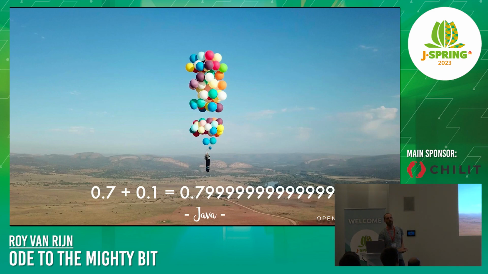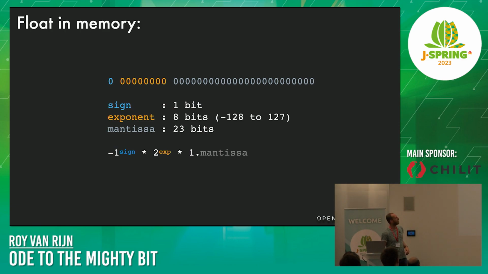Famous example, floating points. So now we've seen normal integers and how they work, but why does this happen, Java? Why is it not just 0.8? It would be so much easier if it was, but it's not. This is a float in Java, and it's actually made out of 3 parts. There's still the sign bit, which is the same. We've got this exponent, a number between -128 and 127. And we have the mantissa, which is 23 bits.